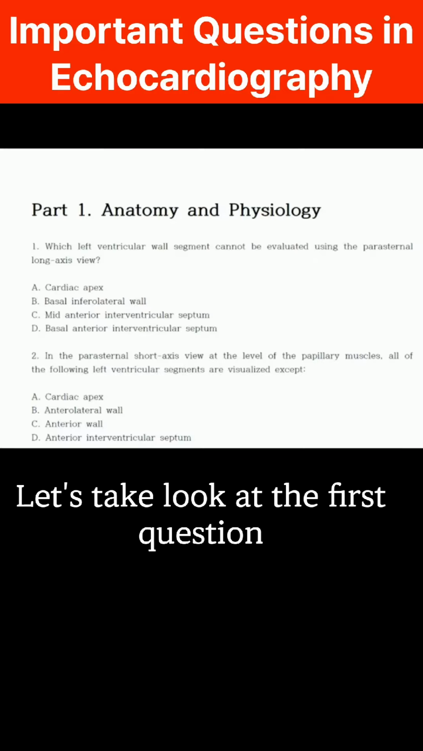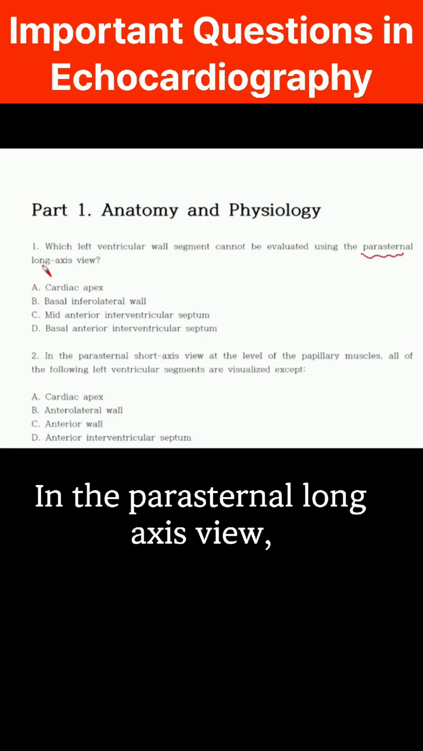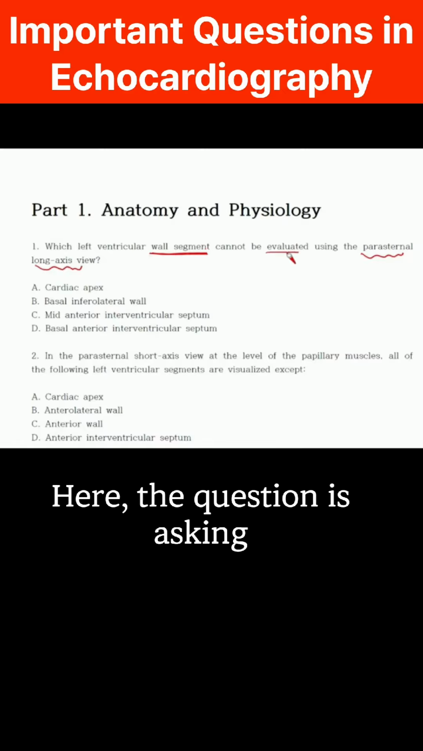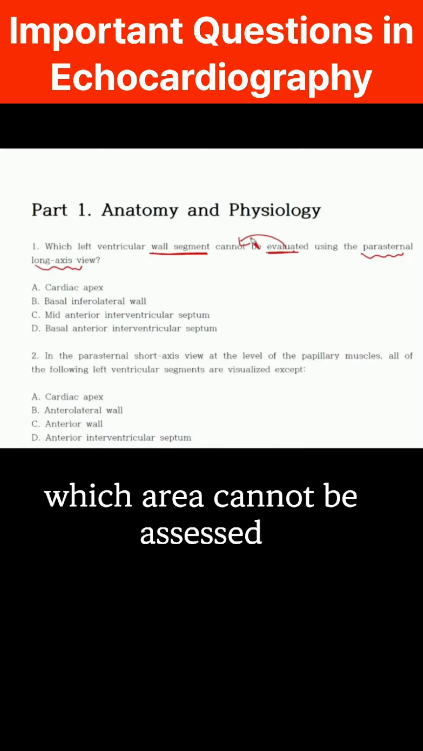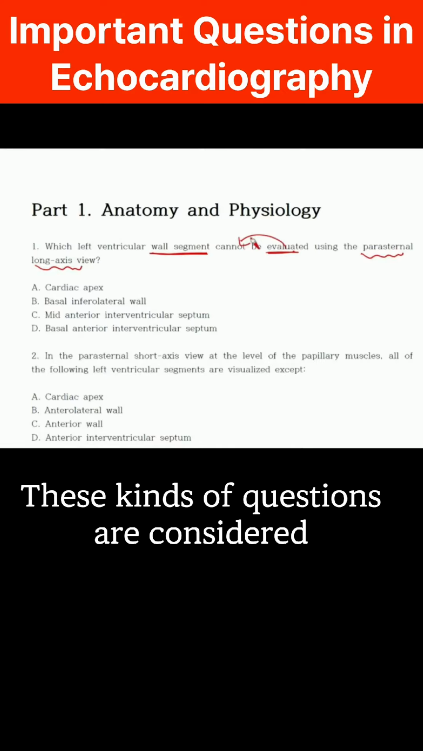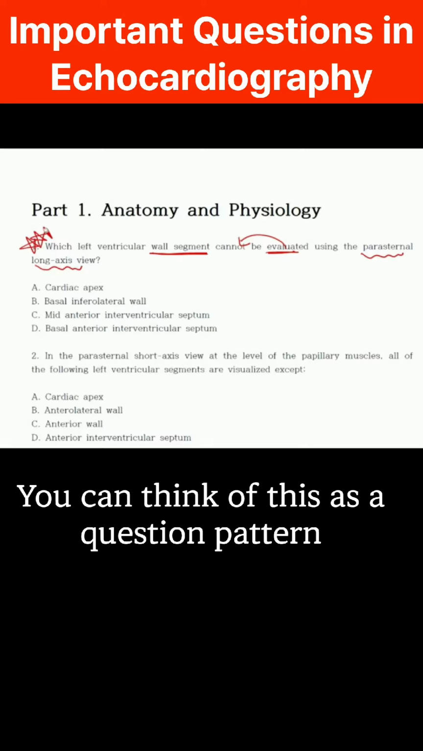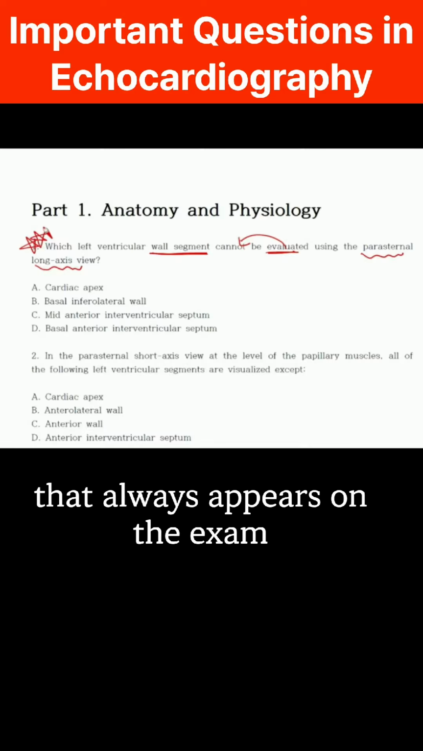Let's take a look at the first question. In the parasternal long axis view, we will be evaluating the wall segments. Here, the question is asking which area cannot be assessed. These kinds of questions are considered the most basic anatomical questions in echocardiography. You can think of this as a question pattern that always appears on the exam.